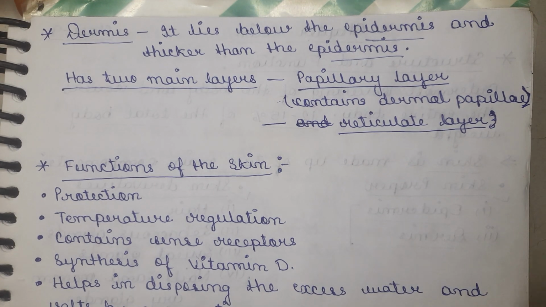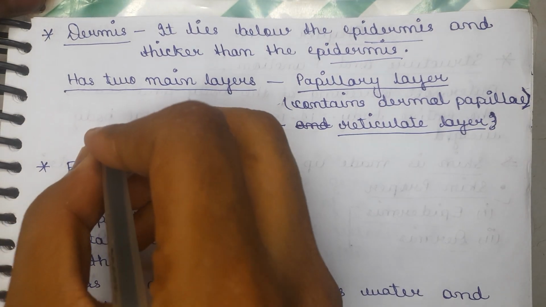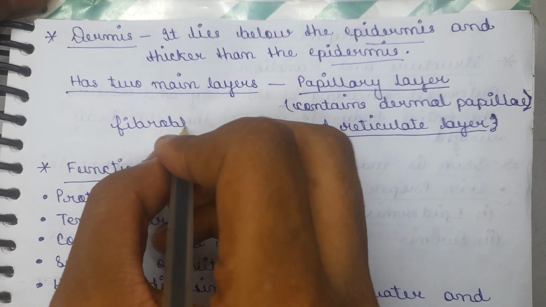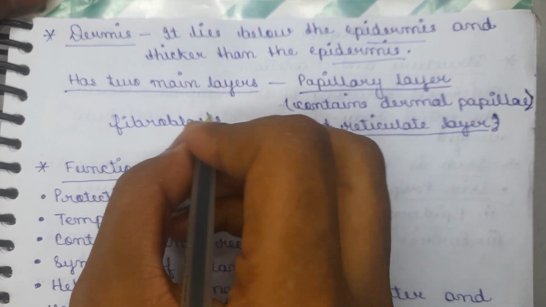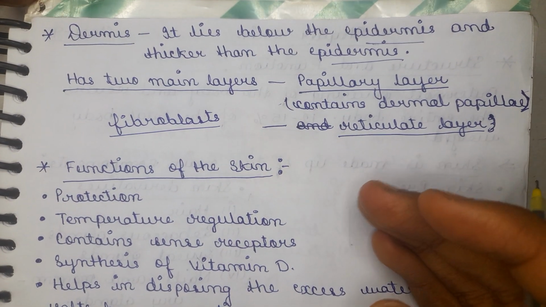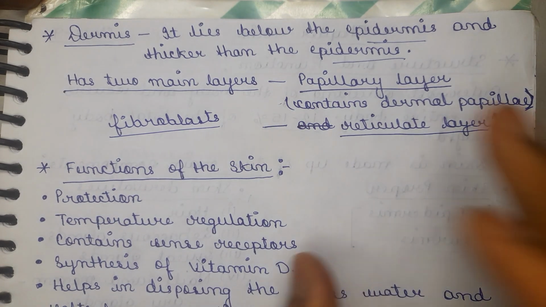Now the dermis also has a specialized cell that is called the fibroblast. This fibroblast helps in the production of collagen and elastin fibers. So this was about the dermis and the epidermis.